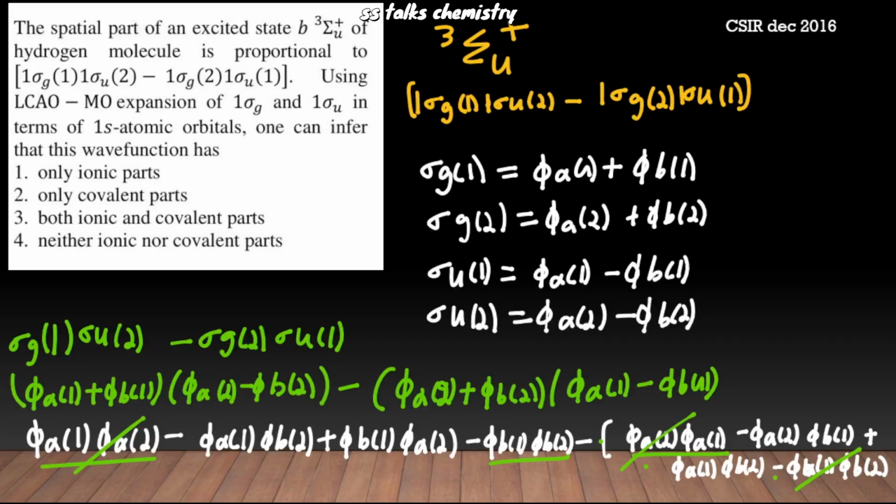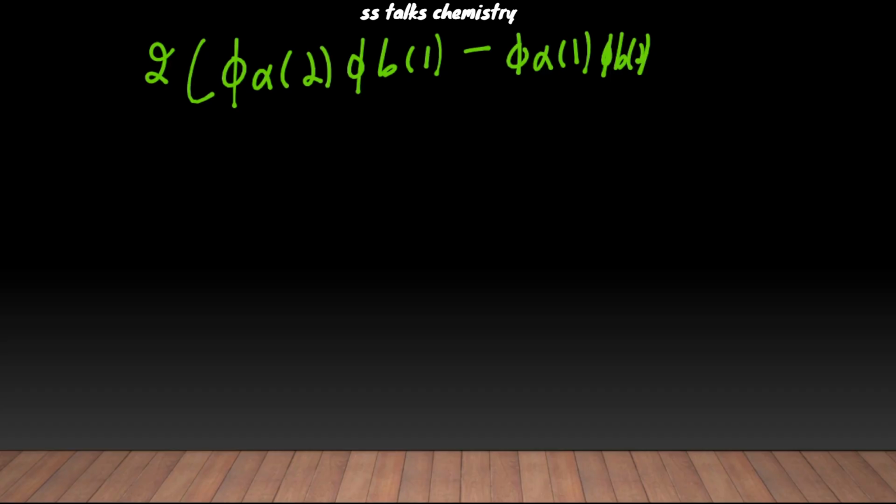This term you were having, phi B1 into phi B2, was positive. This negative will become positive, and here this one was negative. Here also it will become negative only, right? So this value you are getting.